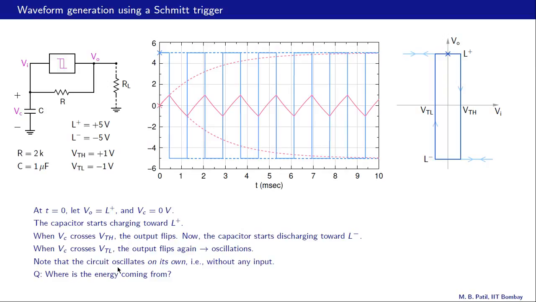Note that the circuit oscillates on its own, that is without any input. There is no input anywhere for this circuit. Question: where is the energy coming from? What is the answer to that? Remember, there is an op-amp sitting inside, so that is where the energy is coming from, specifically the power supply of the op-amp.